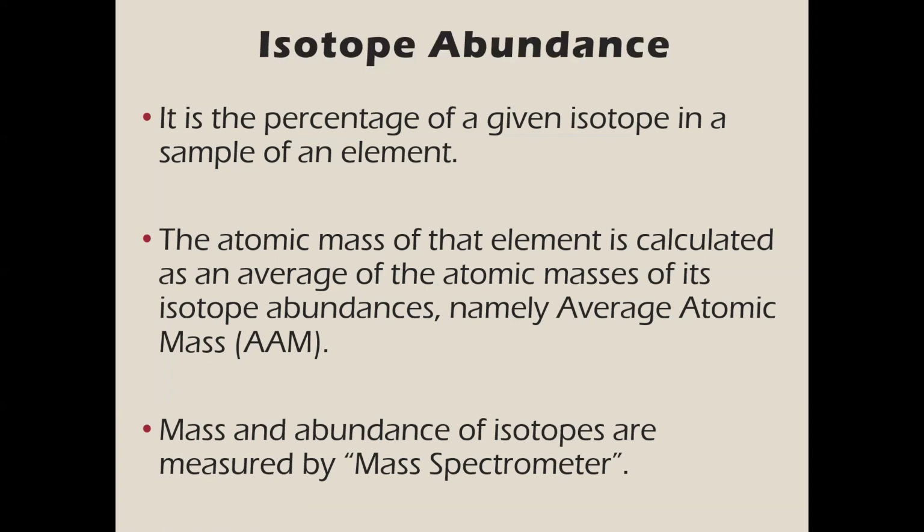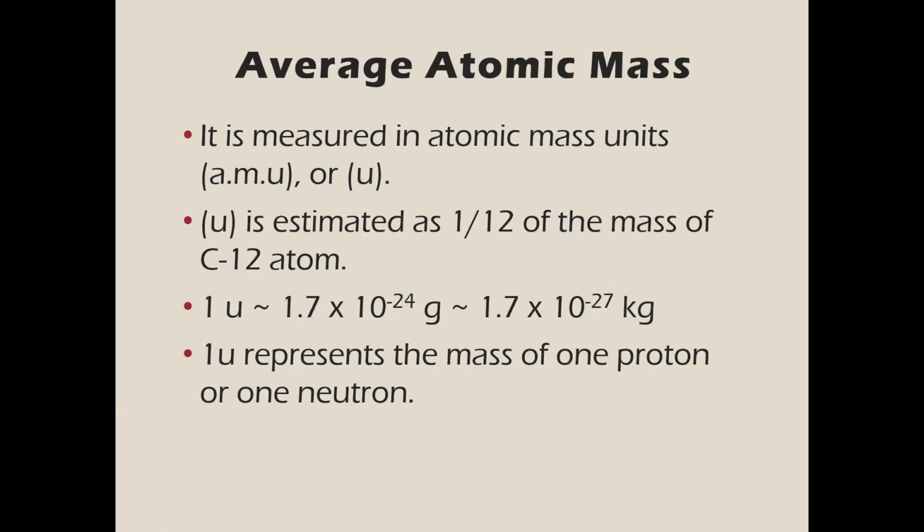This mass and the abundance of isotopes are measured by a mass spectrometer. The unit of the average atomic mass is AMU, atomic mass unit, or U, or sometimes mu. One atomic mass unit is estimated as 1/12 of the mass of a carbon atom. We take carbon-12 as a standard to measure them.